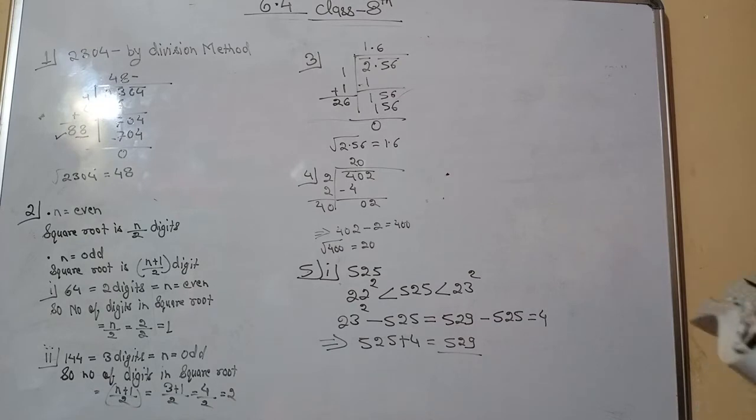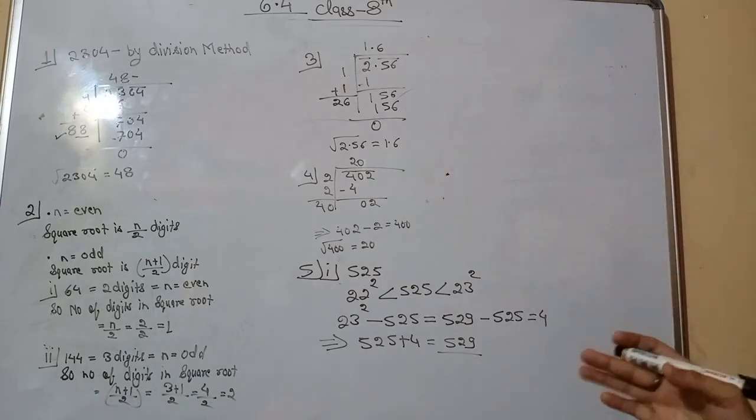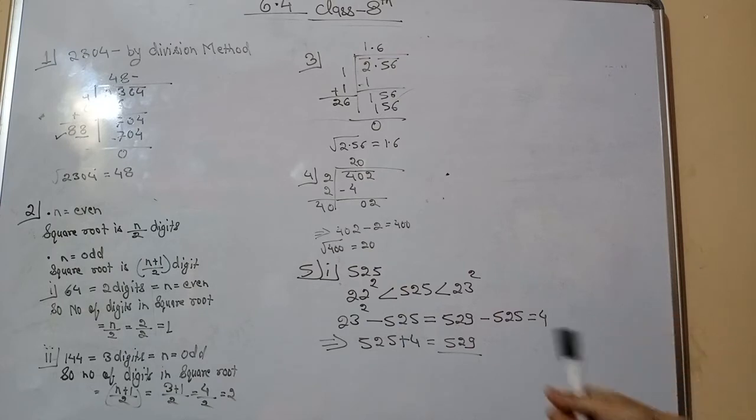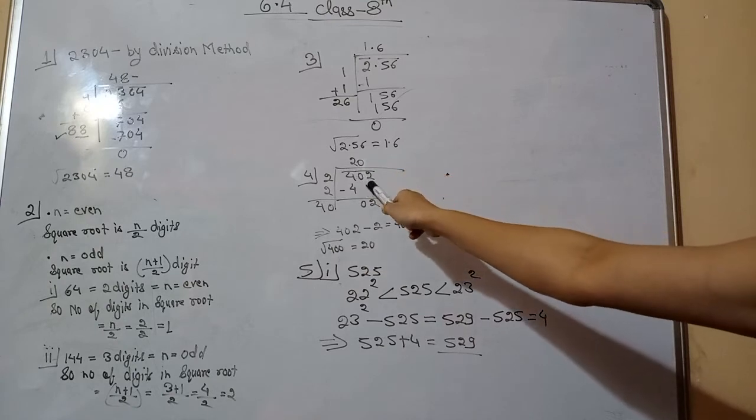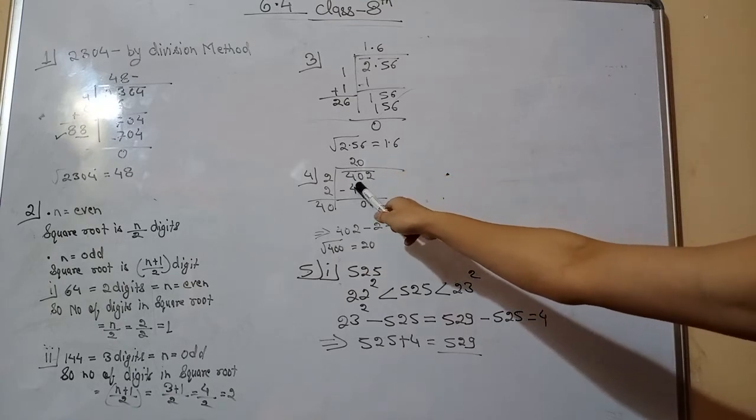Okay. Now, question number 4. Find the least number which must be subtracted from each of the following numbers so as to get a perfect square. Also, find the square root of the perfect square so obtained. 402 is given, which is not a perfect square. So which number should we subtract from 402 to make it a perfect square? Let us first find out. Make pairs of two digits. This is the first pair, this is the second pair.